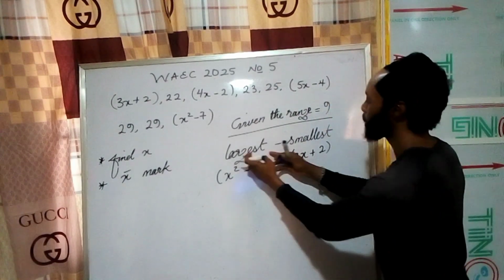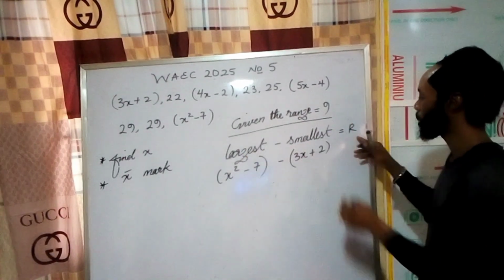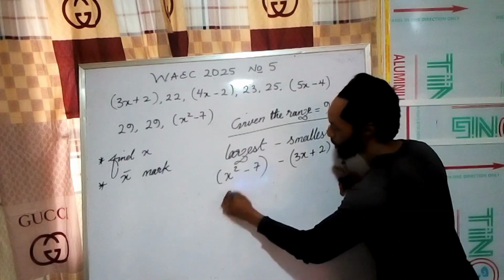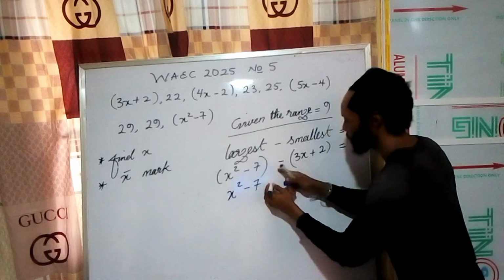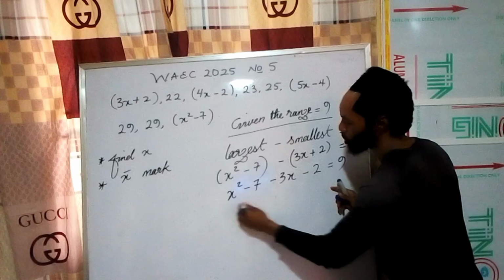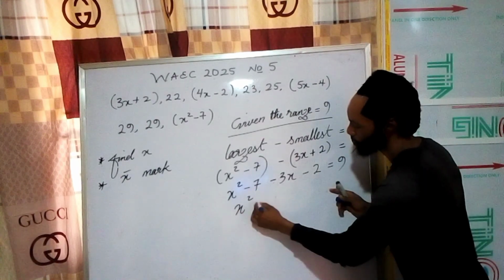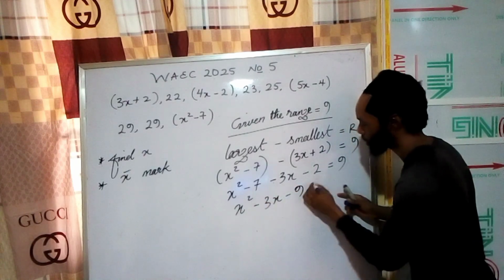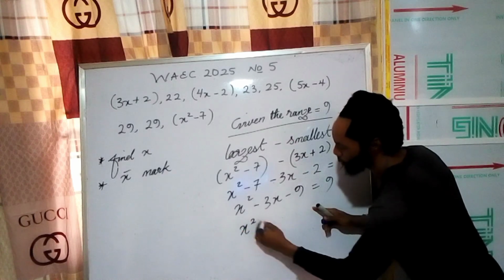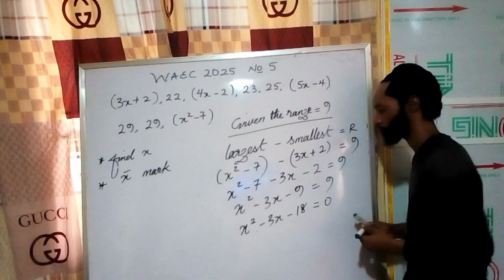Remember, range is equal to largest minus smallest, and the range is 9. So this is what we do. Open the bracket: you have x squared minus 7, minus 3x minus 2, equals 9. If you solve this, you have x squared minus 3x, and negative 7 minus 2 is negative 9. So x squared minus 3x minus 9 equals 9. If we bring this 9 inwards, we have x squared minus 3x minus 18 equals 0.